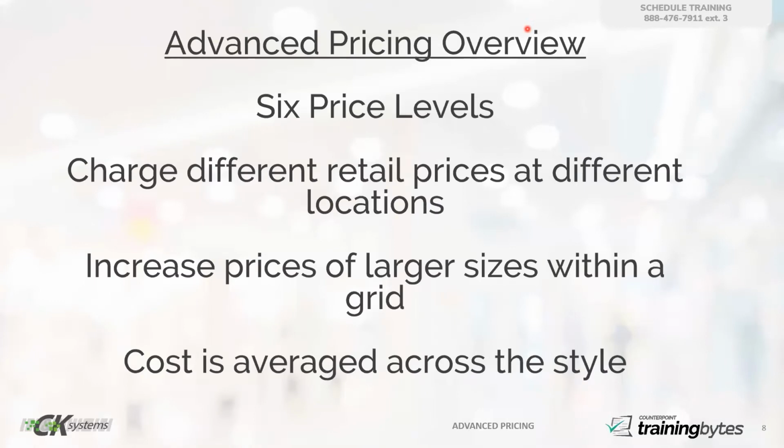So just the big picture of advanced pricing. It comes with 6 price levels. Out of the box Counterpoint comes with 3 price levels. You can charge different retail prices at your different stores. You can increase the price of larger sizes within a matrix or grid. And notice I'm saying prices. This is what you charge customers. Cost is averaged across your styles, across your stores. So the cost does not play into this. You don't have different costs for different sizes because of the averaging.